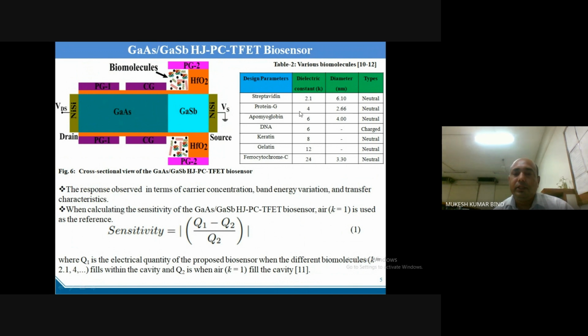In the simulation, different types of biomolecules, charged and neutral, are modeled based on the dielectric constant and the charge density. The proposed device is observed for carrier concentration, band bending, and transfer characteristic. For calculation, the sensitivity of this device is given by equation number 1. Here Q1 is the electrical characteristic of the proposed device when the cavity is filled with different biomolecules, and Q2 is the electrical quantity of the device when the cavity is empty, meaning air in this cavity.